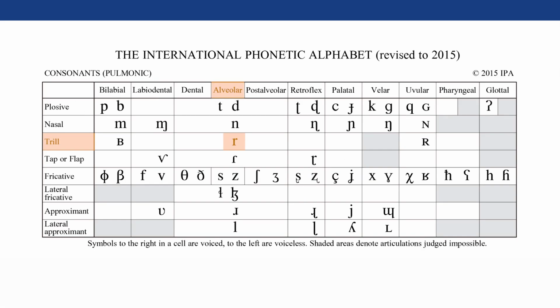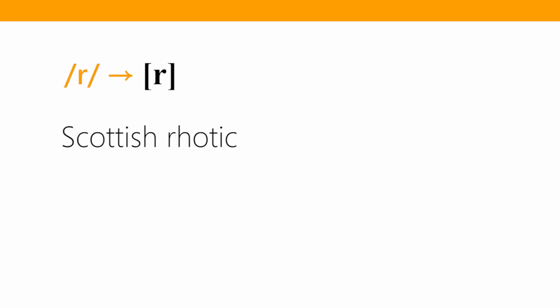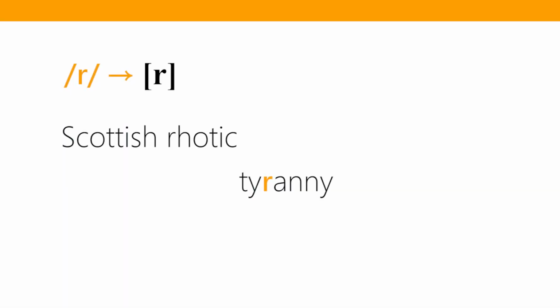This is a trill. In English, you wouldn't expect it, but there are varieties of English that have that R. Like what? Like Scottish English. Here in defiance of tyranny. So you got the idea, tyranny. Because in a particular context, it's pronounced R, like Spanish.